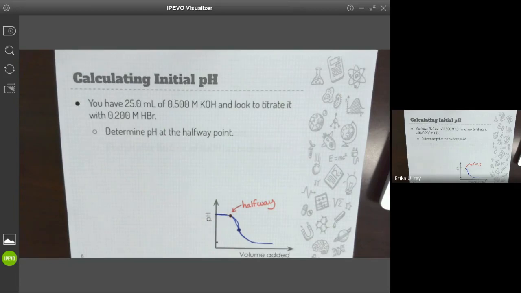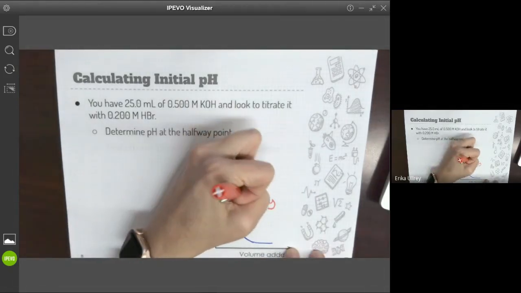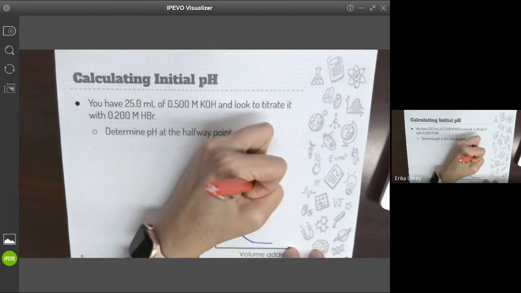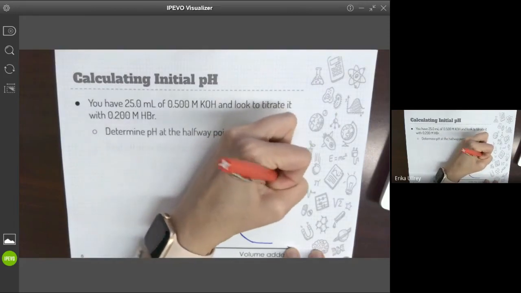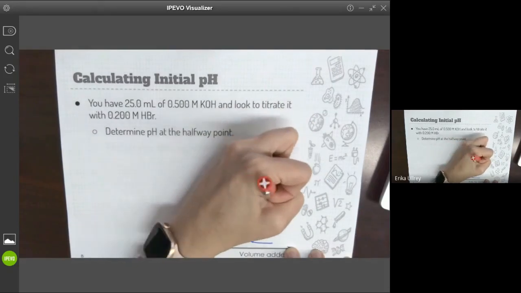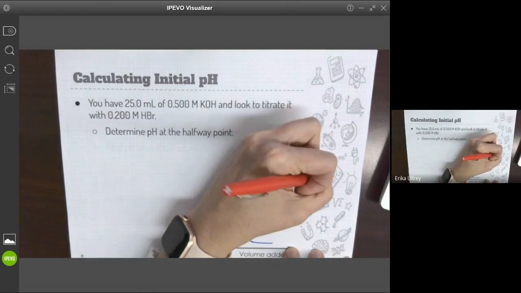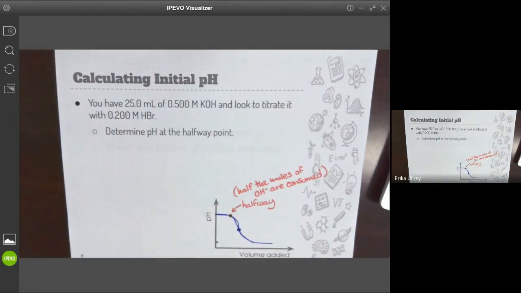So what's special about the halfway point is that half of our base is gone at that point, okay? Or sorry, not concentration, half the moles of our base is going to be gone. Half the moles of OH ions are consumed. Okay, so half of them will be gone.